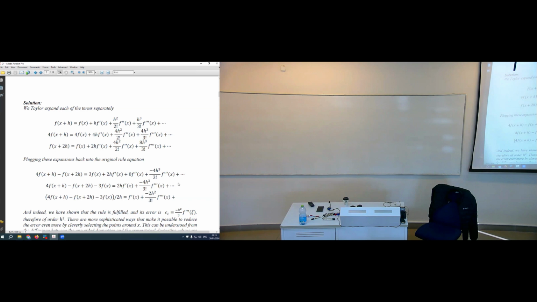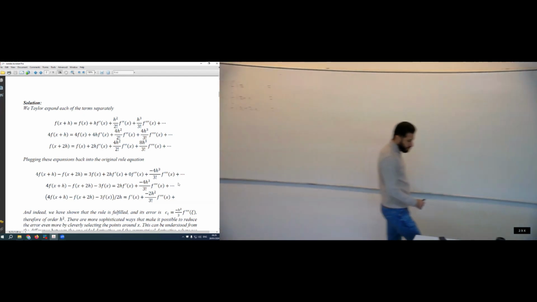It's true if you continue this series, but if you don't continue the series, if this is the error and this is the error, so this is at some psi between x and x plus h, and this is another psi between x and x plus 2h. So you have somehow to use theorems in order to bound your error, but we know that our error will be bounded by some number multiplied by h squared.